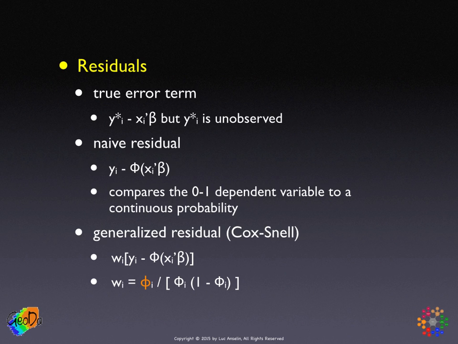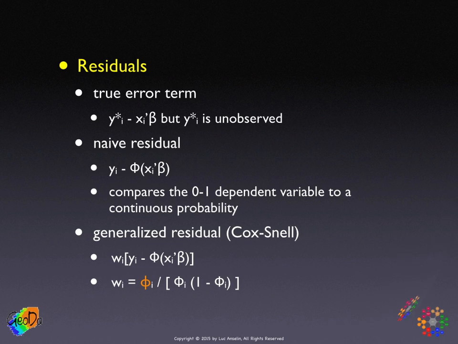So we have the same expression, y sub i minus phi, but it's scaled by the density divided by the cumulative probability times its complement. And we'll see this expression under a number of guises later on as well. This is a notion of a generalized residual, which we need because the true error term is not operational, and then the residual cannot really be related to a y sub i star.